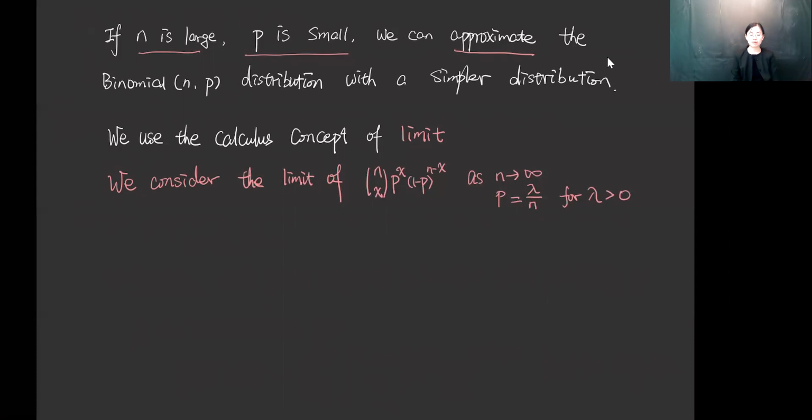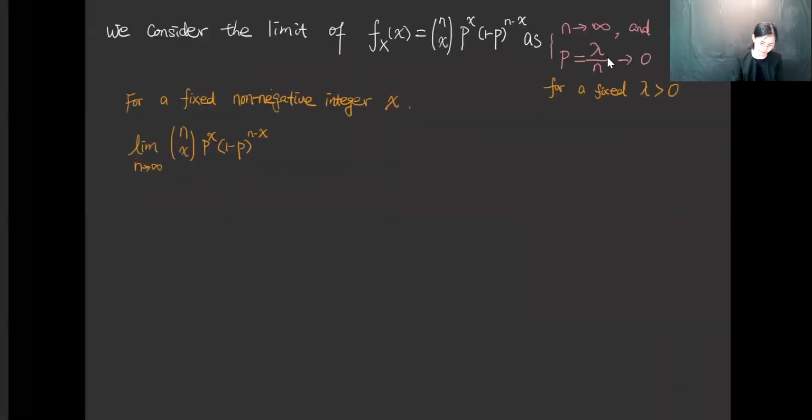So p equals lambda divided by n for a positive number lambda. As you can see, when you take this limit, n is growing very large and p is converging to 0. P is diminishing to 0, but at a rate that is controlled. So we take this limit and see what we find. We do this on this next page.